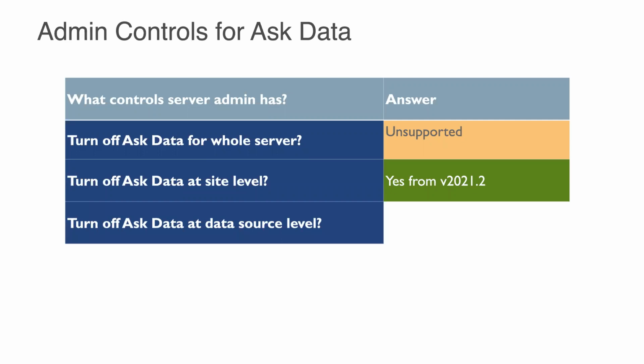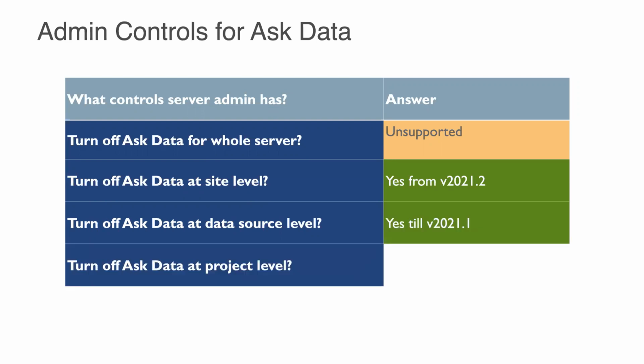Although I do not recommend it, can you turn off Ask Data at the data source level? Well, it used to be yes, now no more. From 21.2, you cannot turn off Ask Data at the data source level anymore. Okay. Can you turn off Ask Data at the project level?